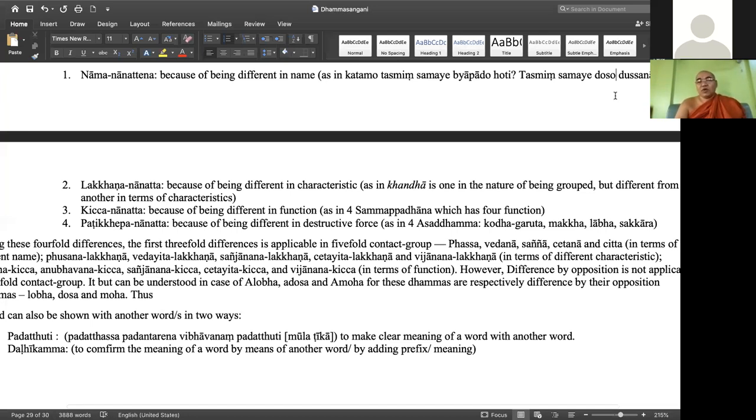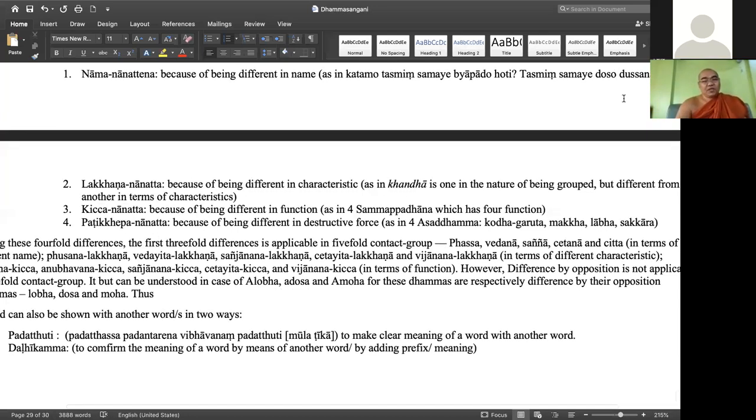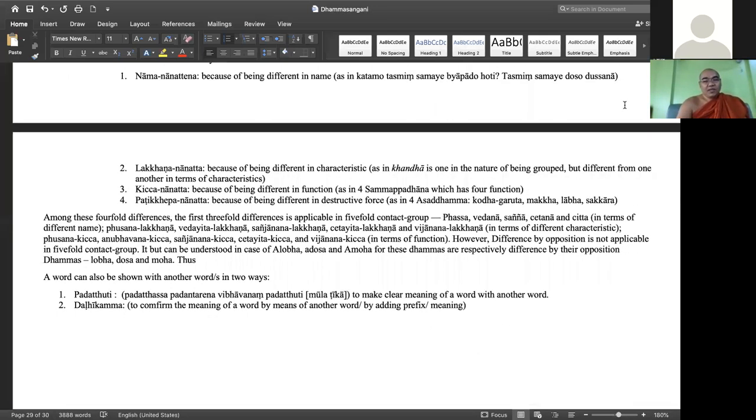So also honor, sakara. People are very greedy for honor. They want to gain honor. So because of that also, there can be asa dhamma. So the same asa dhamma can arise because of four different reasons, four different destructive forces. So in this way we can understand.